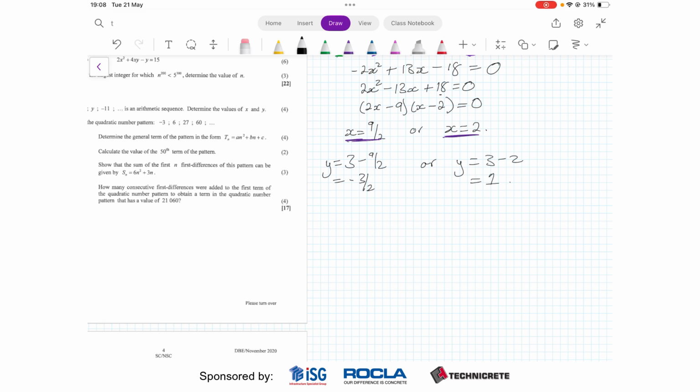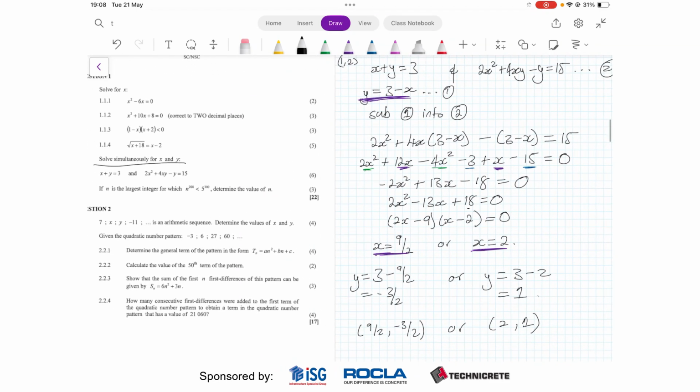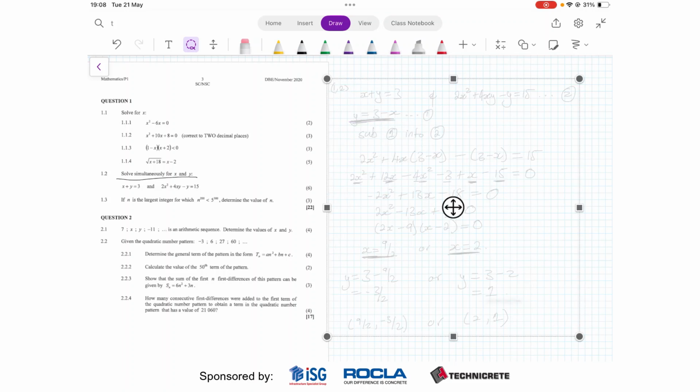Therefore, your final coordinates will be x = 9/2, y = −3/2, or x = 2, y = 1. And finally, that is the end of our simultaneous equation. That is the solution. Moving on to question 1.3.